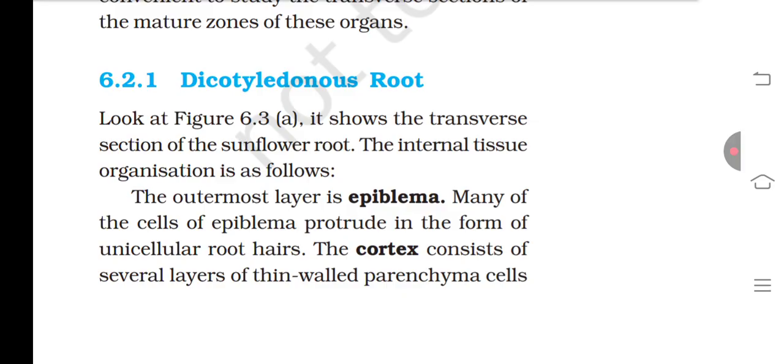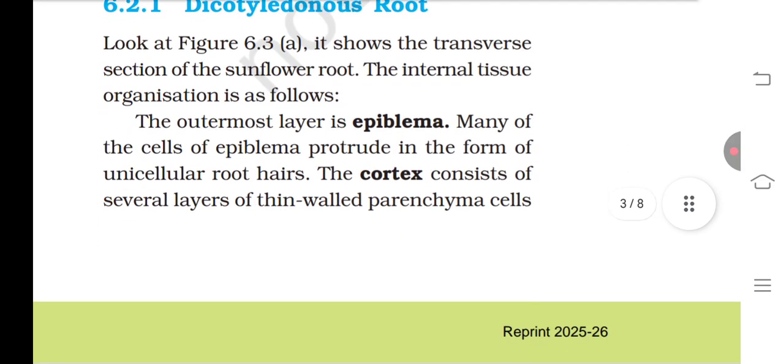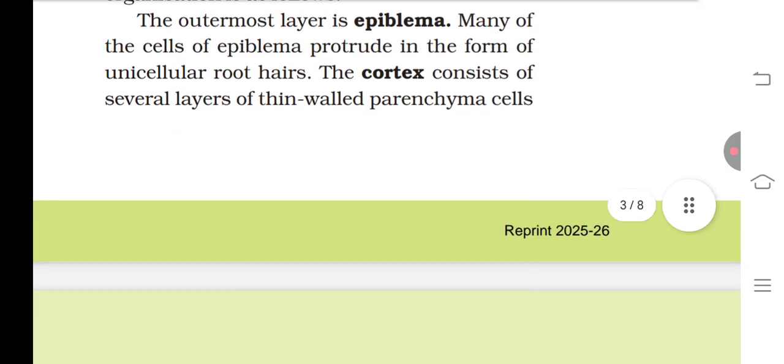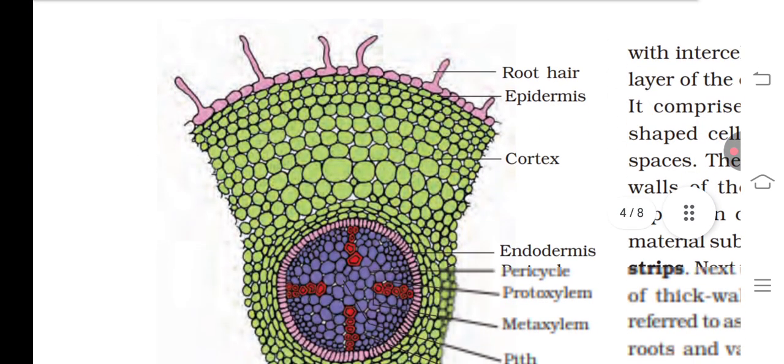Look at figure 6.8. It shows the transverse section of a sunflower root. The internal tissue organization is as follows. The outermost layer is the epidermis. Many of the epidermal cells protrude in the form of unicellular root hairs. The cortex consists of several layers of thin-walled parenchymatous cells.